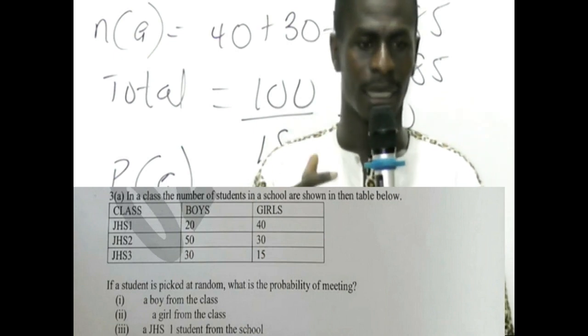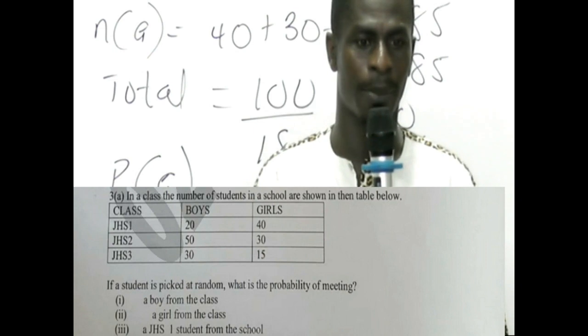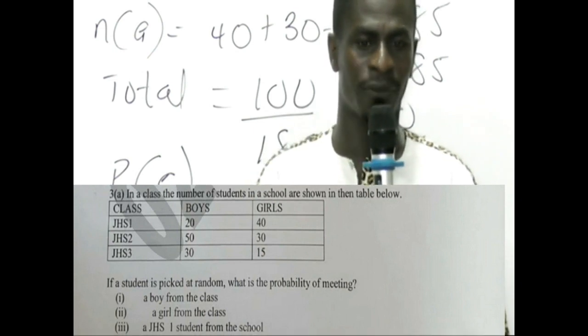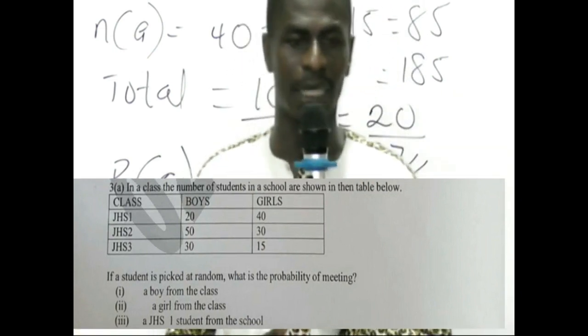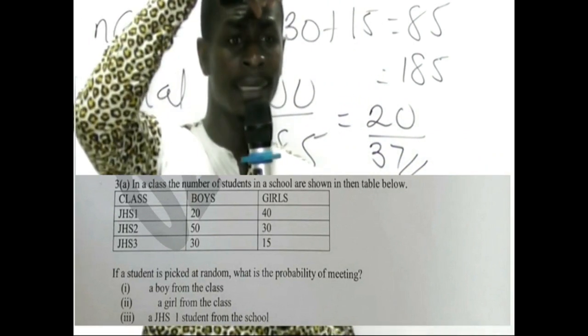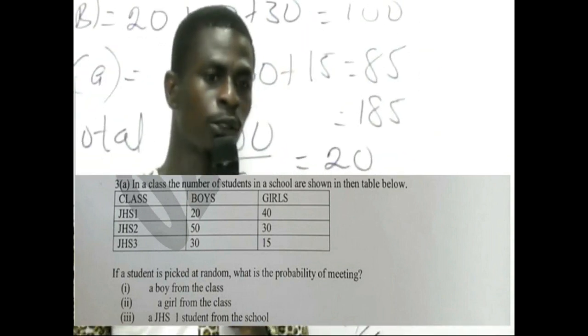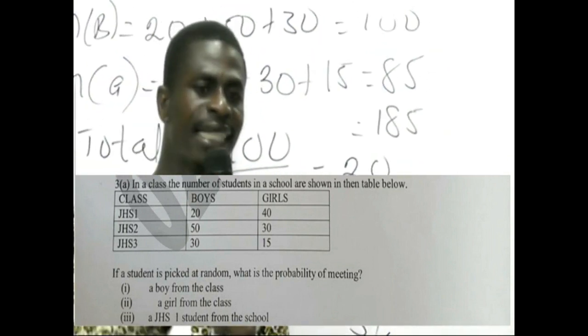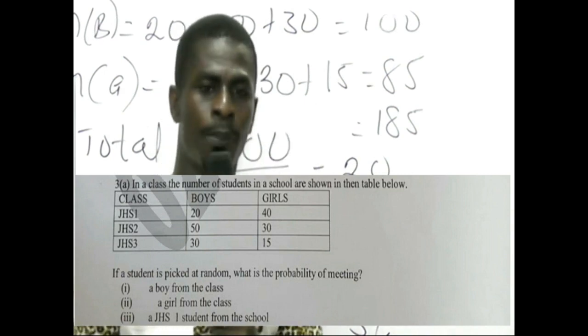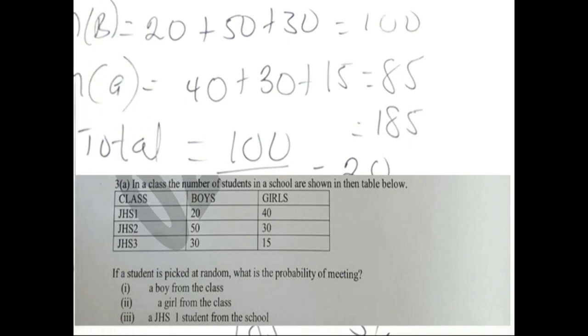Say that a JHS 1 student from the school. So now we want only a JHS 1 student. So a JHS 1 student will simply be JHS 1 students divided by the total number of students in the school.